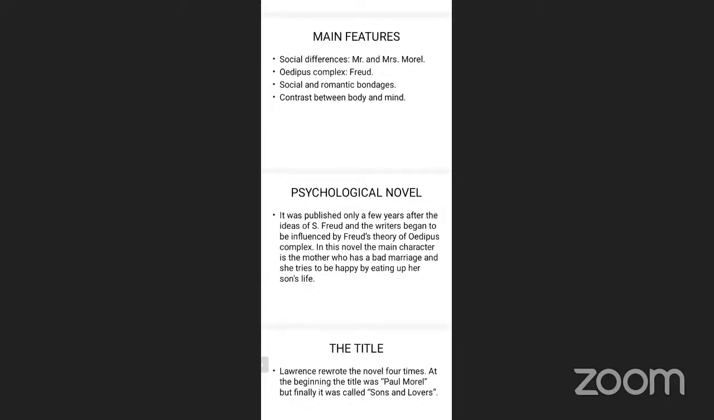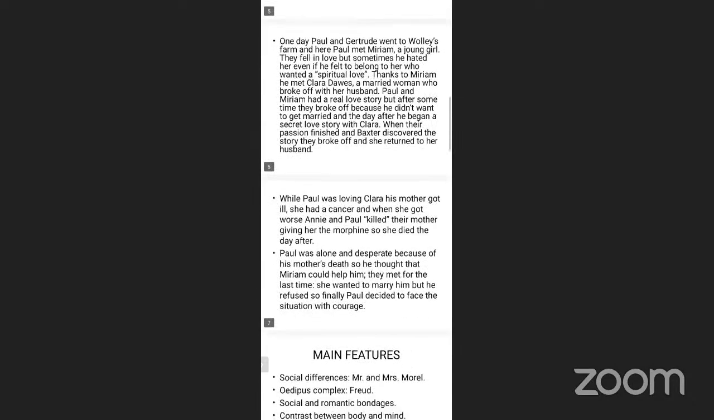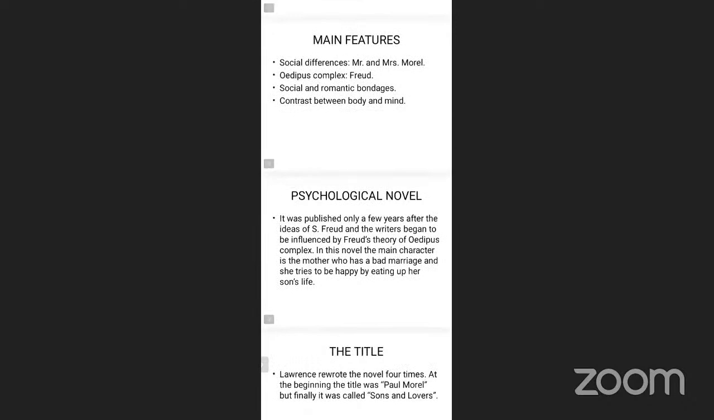Now here, social difference has been shown. Why? Because in the very beginning of the plot, we talked about two things: the mother, Gertrude Coppard, belonged to an aristocrat family, or maybe she was the daughter of a mine owner. And on the other hand, there was a worker, a miner, Walter Morrell, sorry. Walter Morrell was a worker.